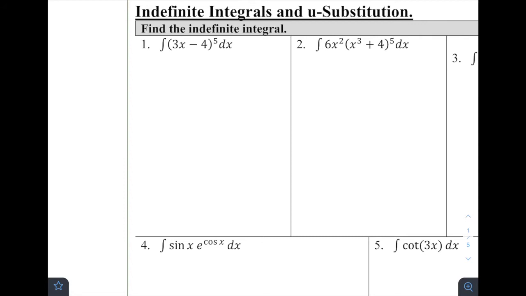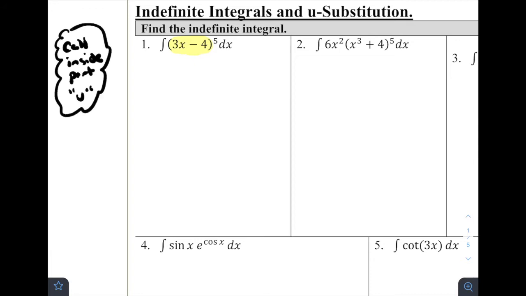So what do we notice? Well, for problem number 1, it's the integral of (3x minus 4) all raised to the 5th power dx. In this case, we see that this 3x minus 4 is inside of these parentheses, and this is all being raised to the 5th power. This is the inside part. Now, I'm going to try to change this problem up so that it's a little bit easier to do. I'm going to call the inside part u.